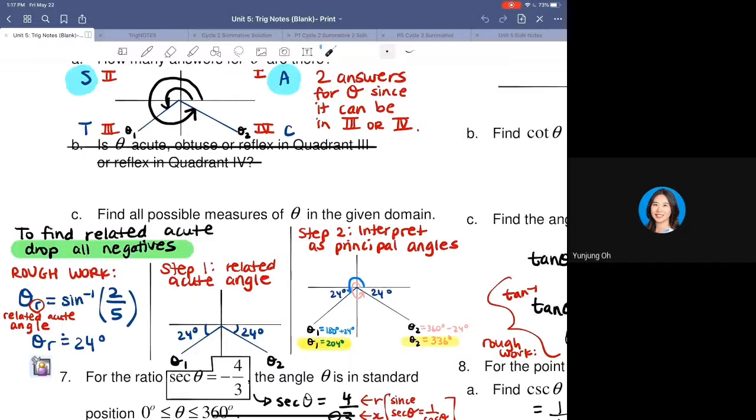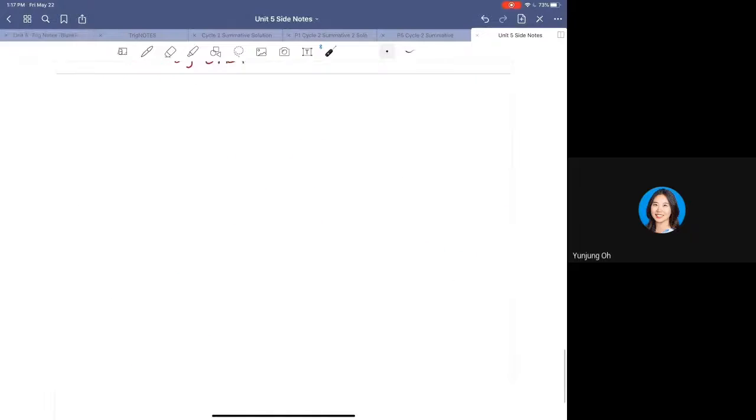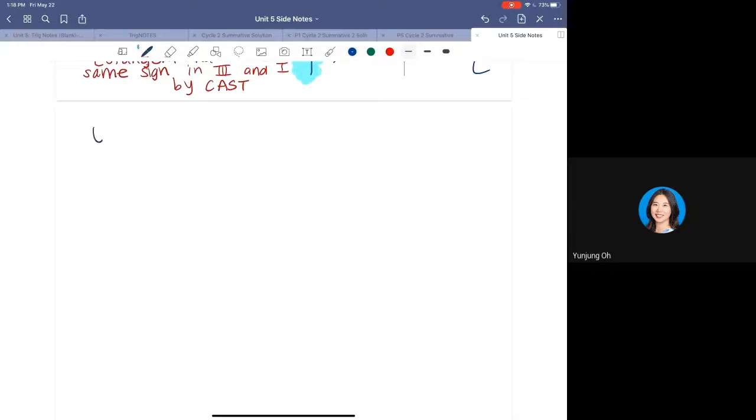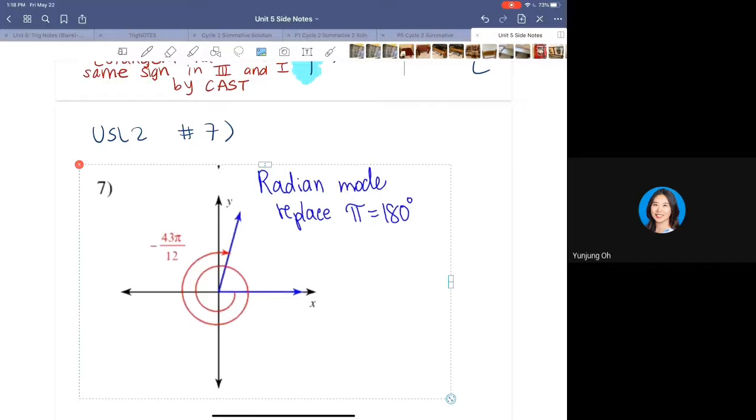It's number 7 in the Unit 5 Lesson 2 handout. Okay, number 7. To confirm your question, is it the one that is negative 43 pi divided by 12? That one? Okay, so you said Unit 5, Lesson 2, number 7. Maybe I'll take a quick screenshot. Is this the question, Sarah?